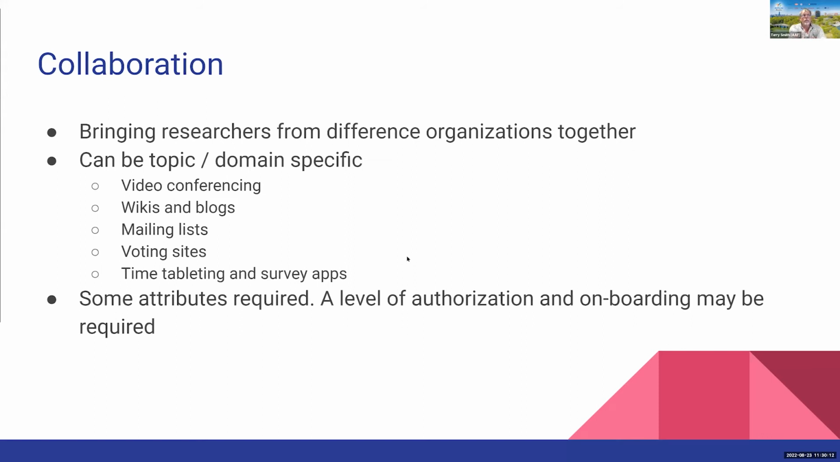Your collaboration tools, bringing researchers from different organizations together, can be topic or domain specific, or it can be fairly generic. There's many collaboration tools out there. There's video conferencing, wikis, blogs, etc. And some of these will require attributes to work effectively. Generally around the authorization and onboarding, activities may require extra attributes to enable those types of activities to occur.